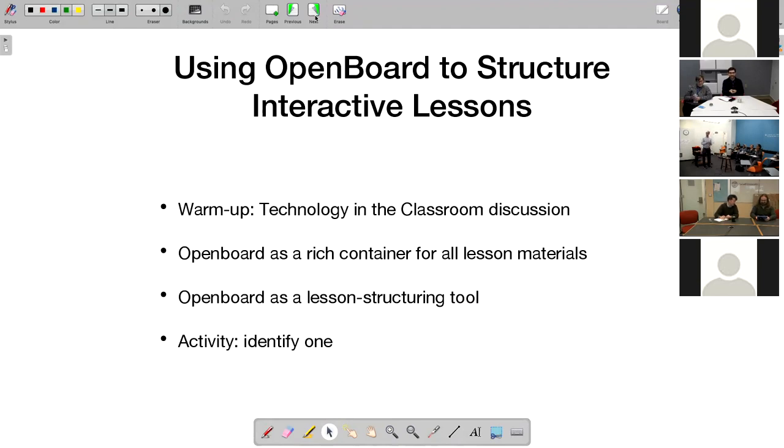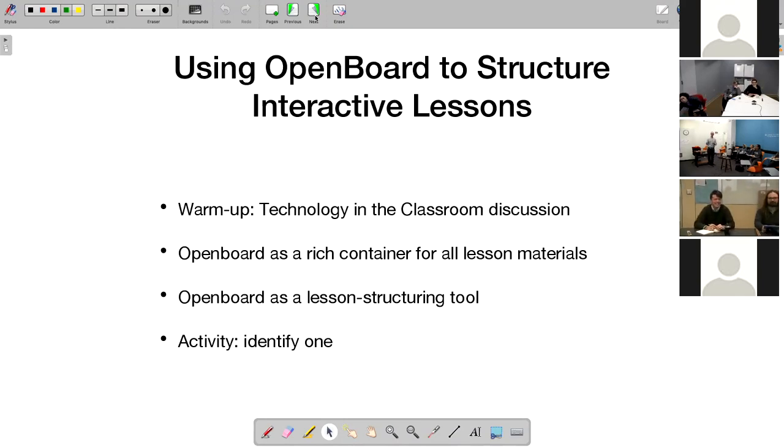So we'll have a little conversation to warm up about using technology in the classroom, what is good about it and what's not so good, and what it's like to use a whiteboard. We will then go through two basic concepts, which is using OpenBoard as a rich container for lesson materials, and then using OpenBoard as a lesson structuring tool.